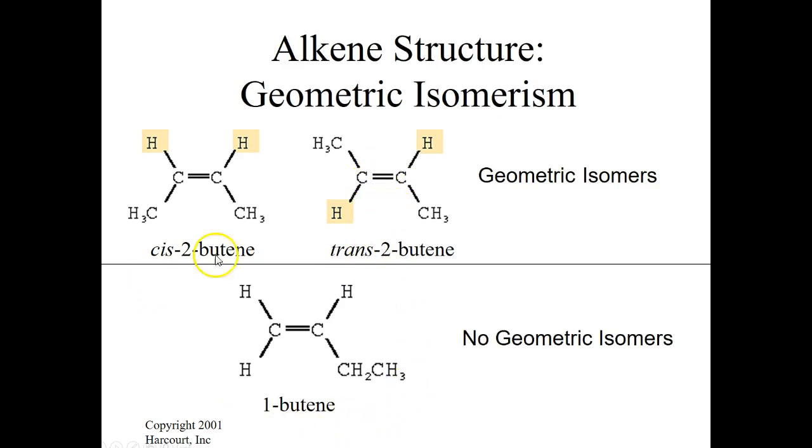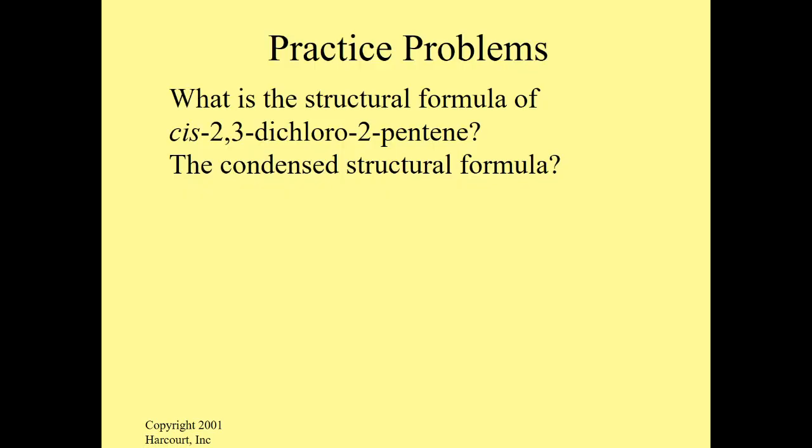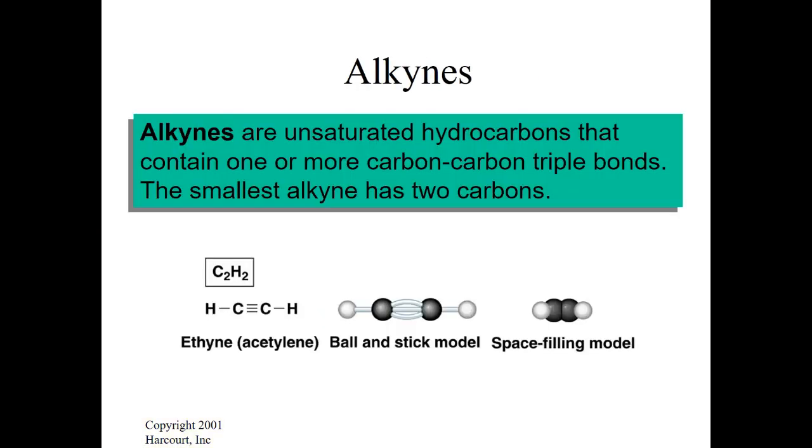This has no geometric isomers because we don't have 2 different substituents or things attached to that double bond. We have 3 H's, so we don't have anything unique. We don't have 2 unique things there. So we'll do that one in class.